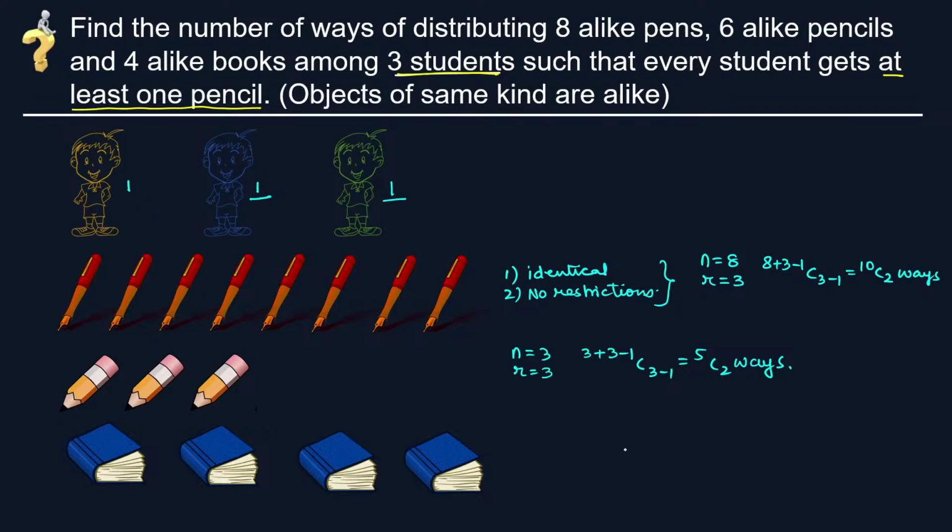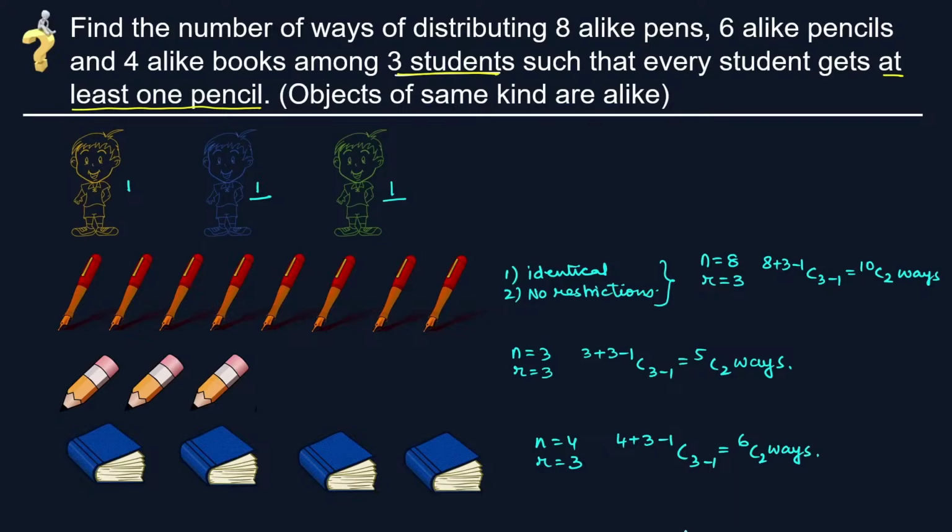Now, in case of books, again, there is no restriction. 4 identical books are to be distributed among these 3 students. So we are free to do anything because there is no restriction. So the total number of ways will be (4+3-1)C(3-1).